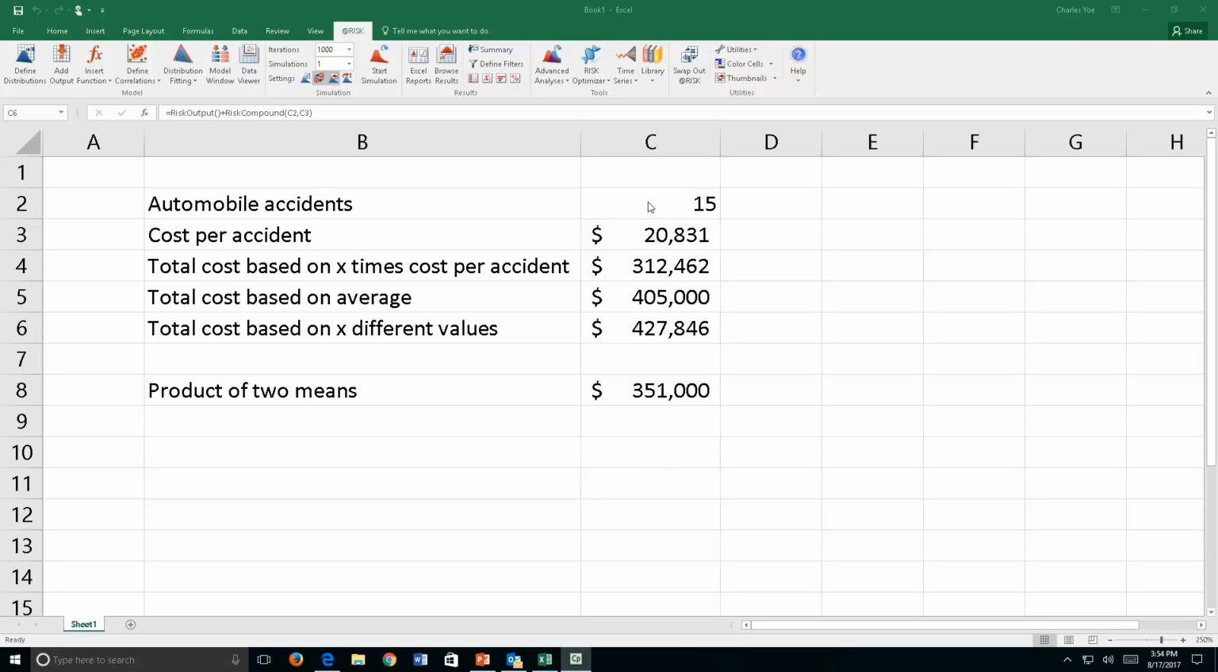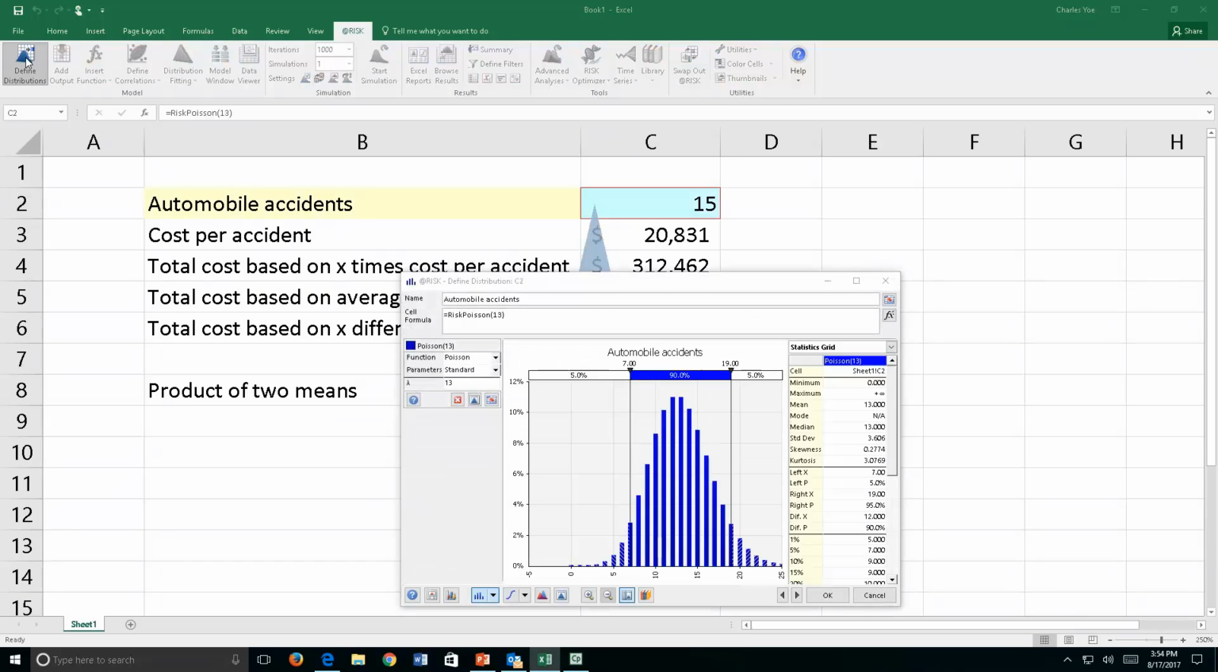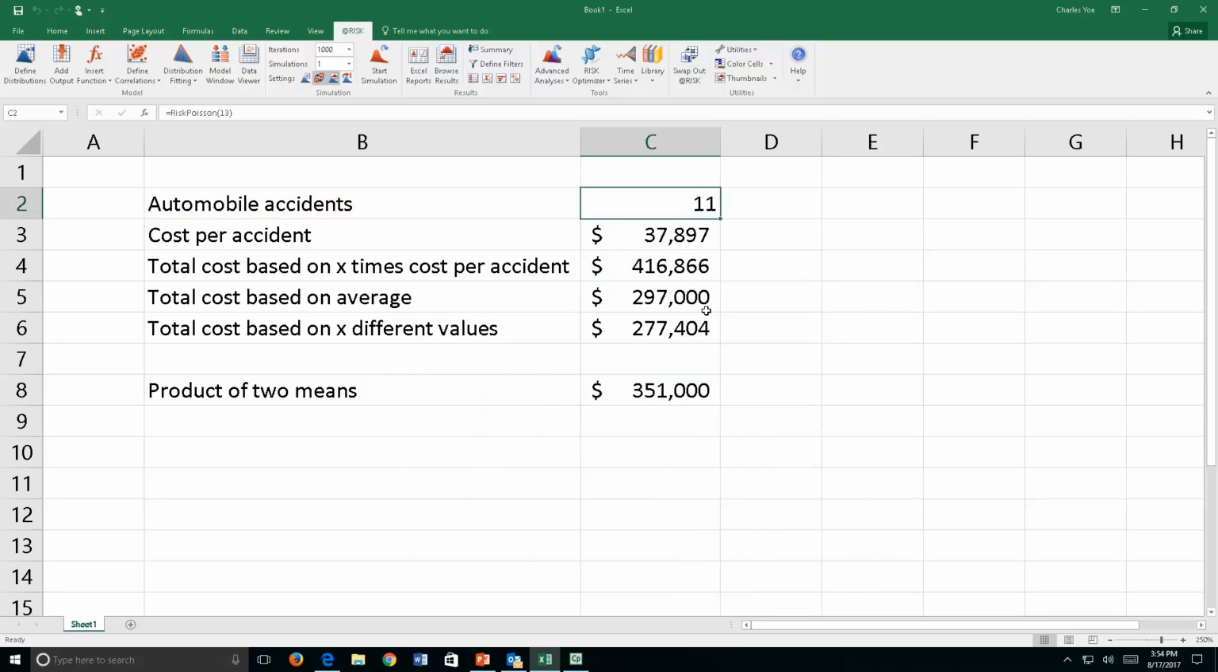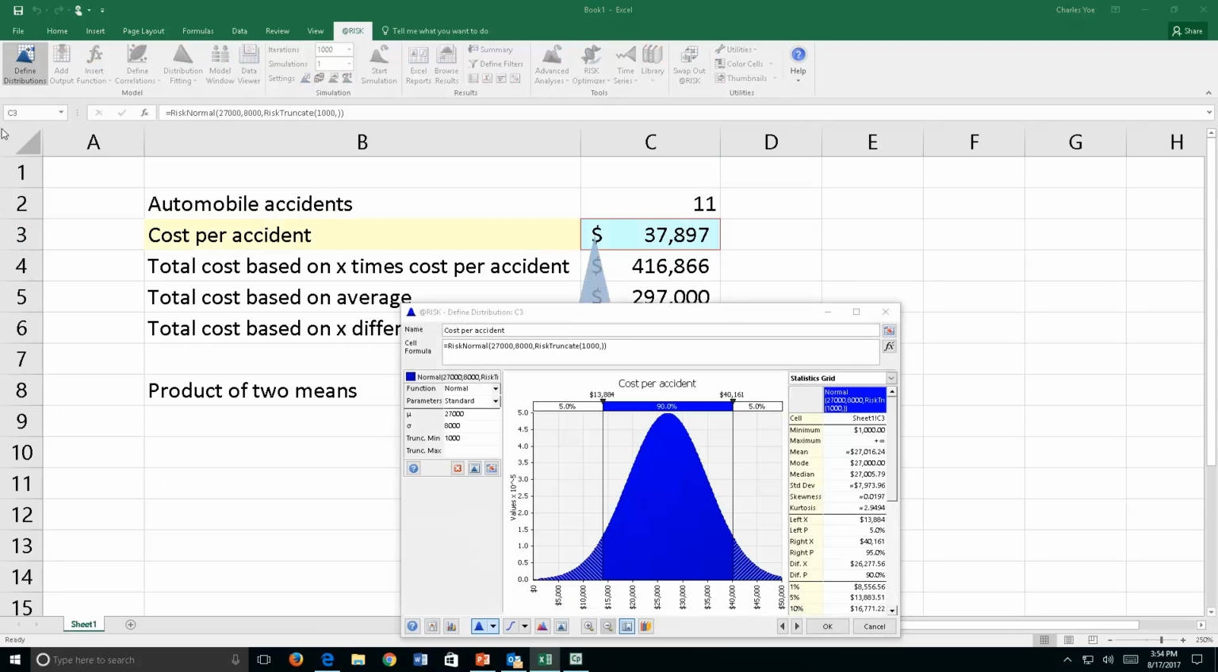Here we have a simple model where we identify the number of accidents your company has in a year. It's specified as a Poisson distribution with a mean of 13. Here we have the cost per accident, and it is specified as a normal distribution with a mean of $27,000, a standard deviation of $8,000, and a truncated minimum cost of $1,000.